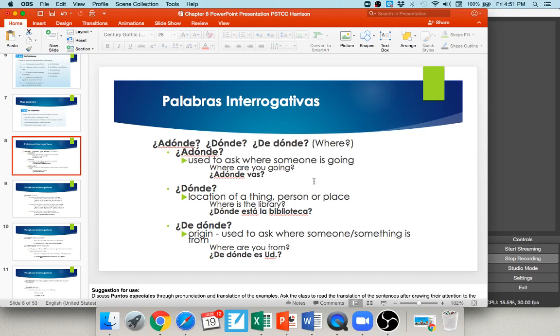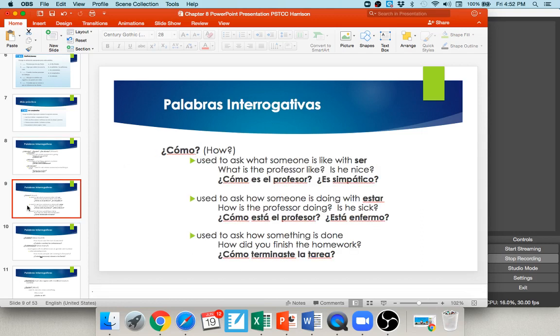De dónde is used to ask from where, usually when you're talking about someone's origin, so where are you from? Again, we don't end our sentences in a preposition. Instead of saying, where are you from in English, we should say, from where are you, which is what we say in Spanish. De dónde eres, or de dónde es usted? Okay, so that's your little summary of dónde.